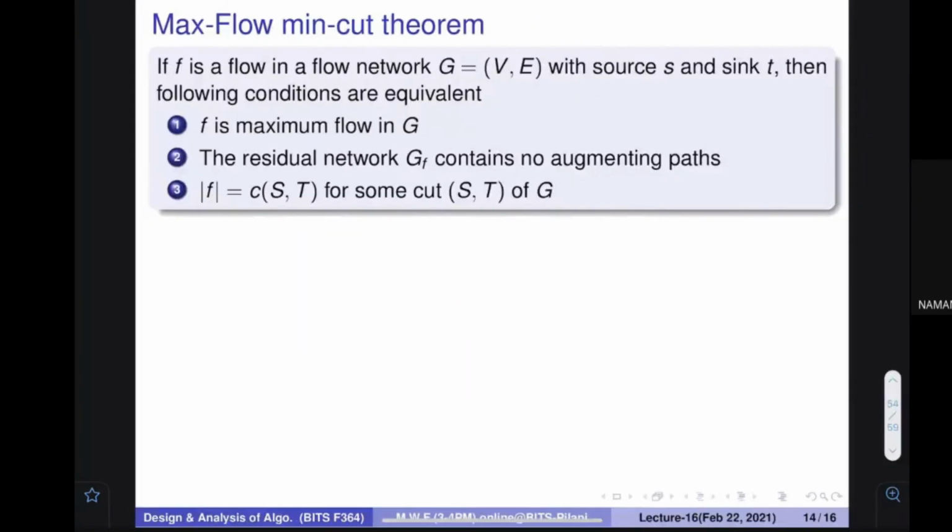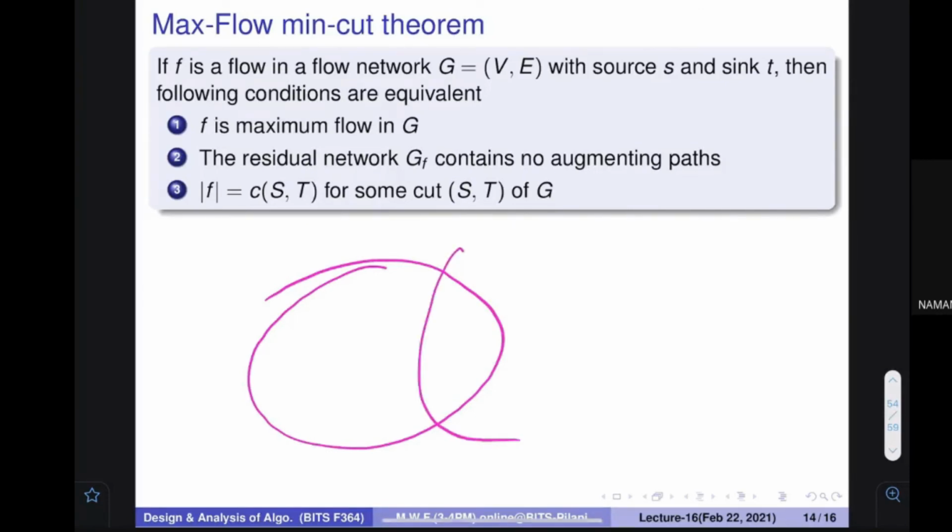So there is a very interesting algorithm that you may have just seen. If you combine all these things, you'll be able to see that I have a flow network, I'm going to cut it, and what is the flow? Flow is upper bounded by the capacity.